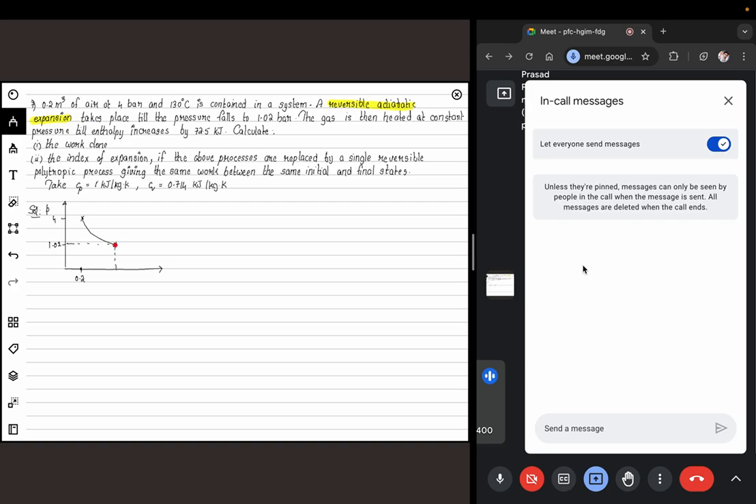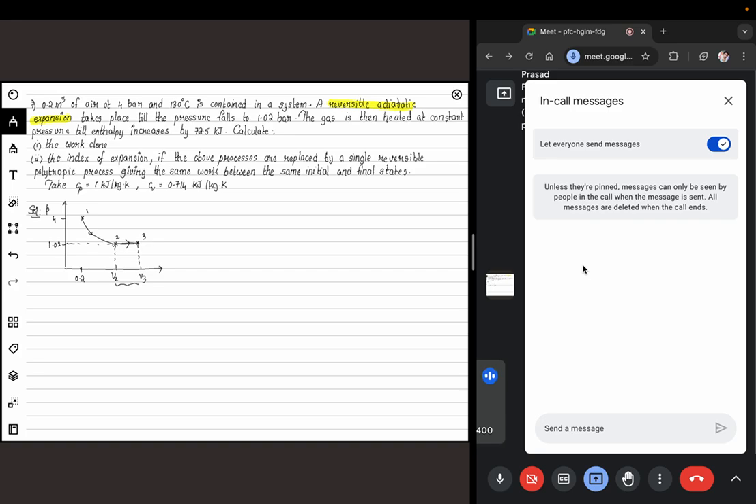Once it reaches this particular point, the gas is then heated at constant pressure. At constant pressure, if you heat, the temperature will increase, so volume will increase. So you'll move from here to a new volume, but in a constant pressure process. Let's say this is V2 and this is V3. Here pressure is 1.02 bar, but we don't know the value of V3. This change is indirectly given to us, saying that the enthalpy increases by 72.5 kilojoules in the second process. So this is points 1, 2, and 3. 2 to 3 is a constant pressure process where the enthalpy increases by 72.5 kilojoules.